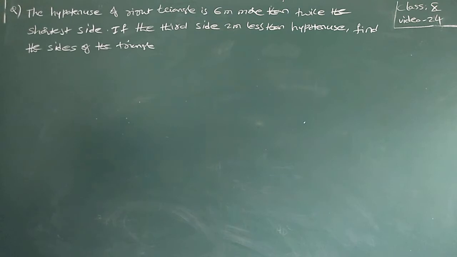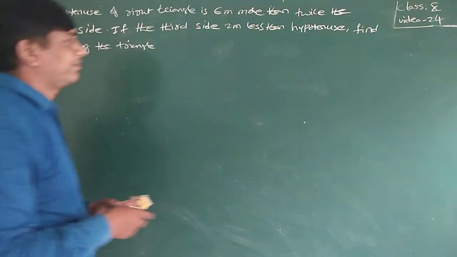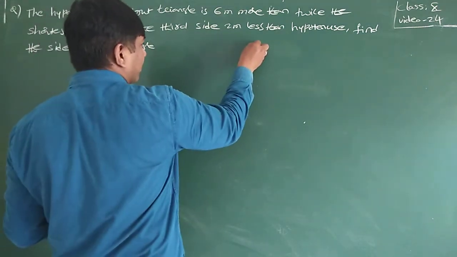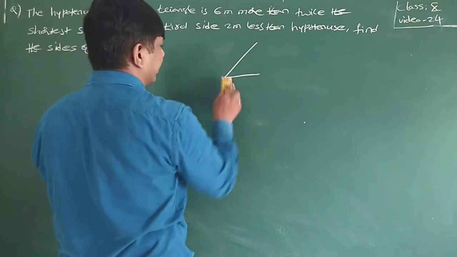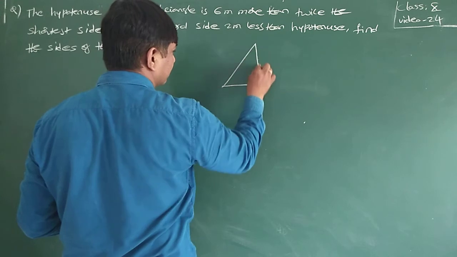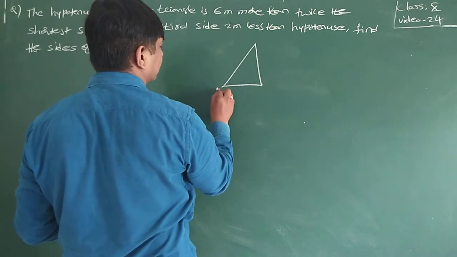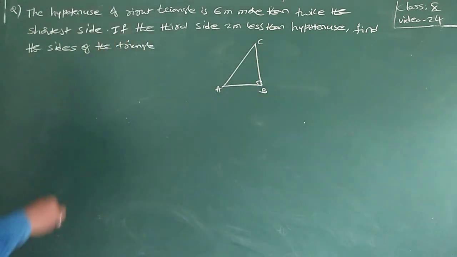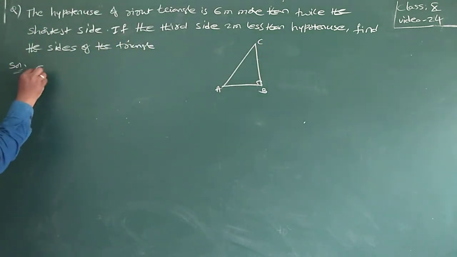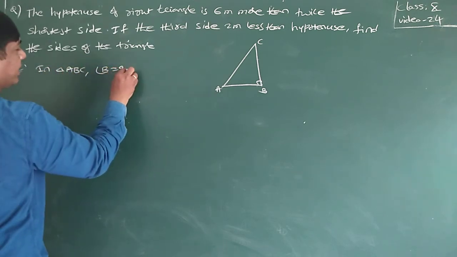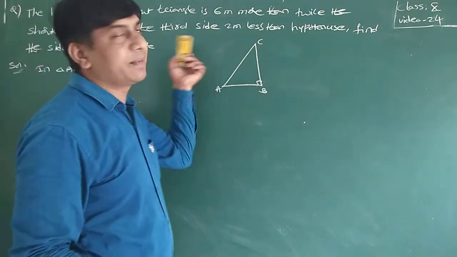Just for a change, I took one simple numerical question, because proofs every time, if I continue that one, you may feel bored. So I took a numerical problem. See here, in triangle ABC, I took angle B is equal to 90 degrees. Obviously, the side opposite the right angle is the hypotenuse.